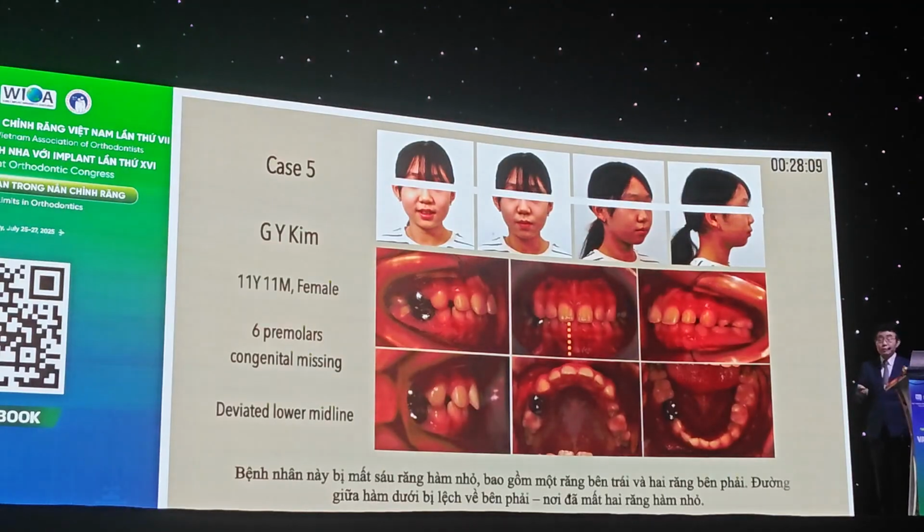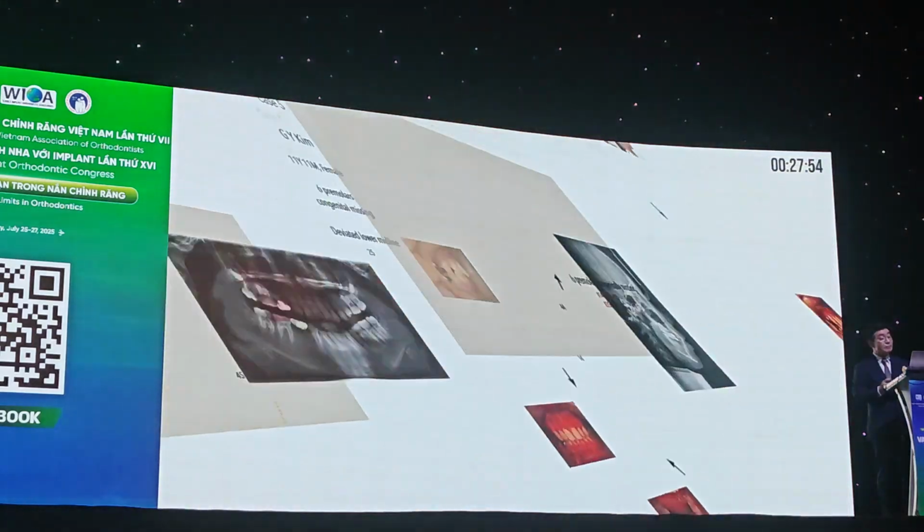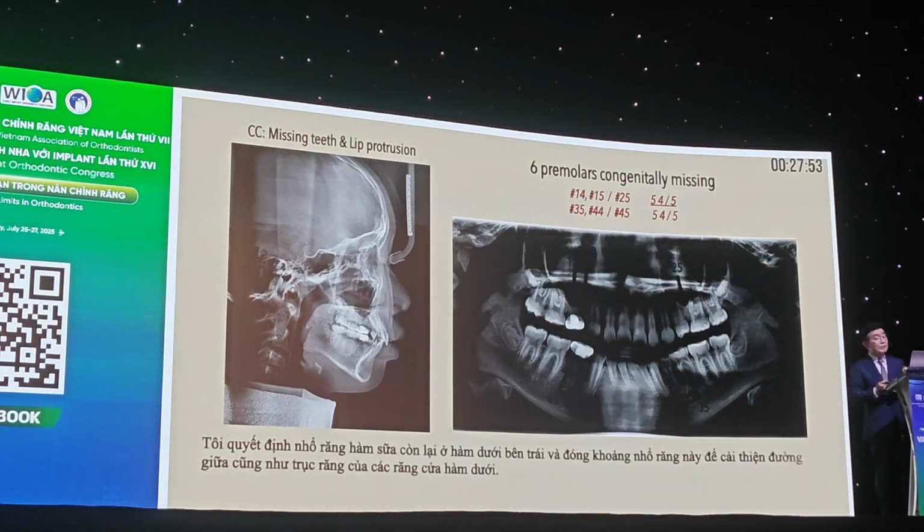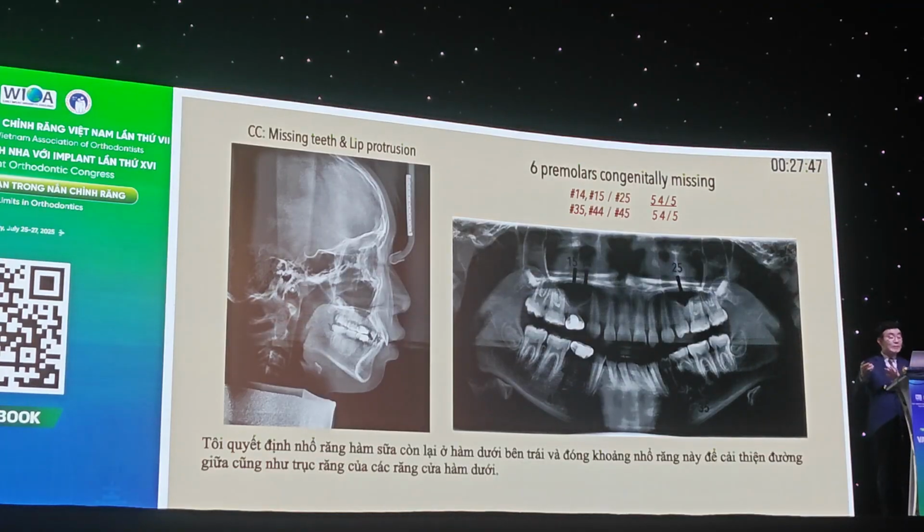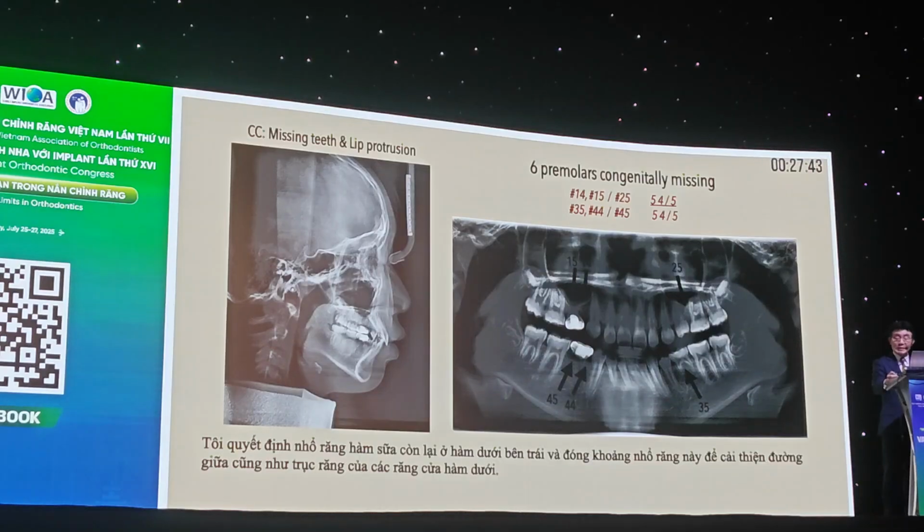This patient has experienced the loss of 3 premolars, with 1 missing on the left side and 2 on the right side. The mandibular midline is deviated to the right, where 2 premolars have been lost. I decided to extract the remaining mandibular left primary molar and close the space to improve the midline and axes of the mandibular incisors.